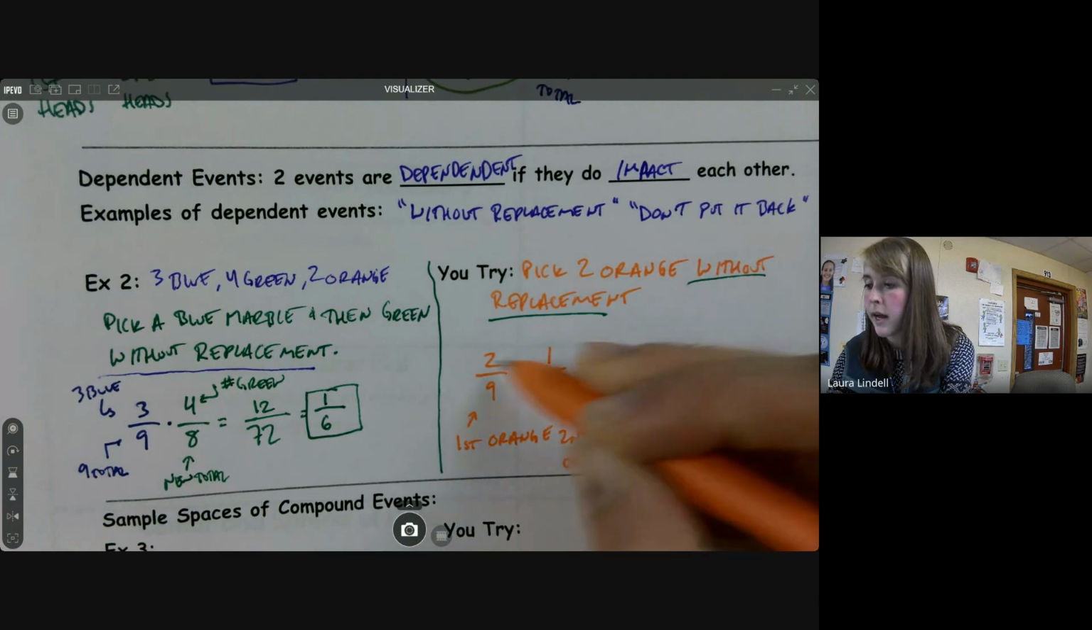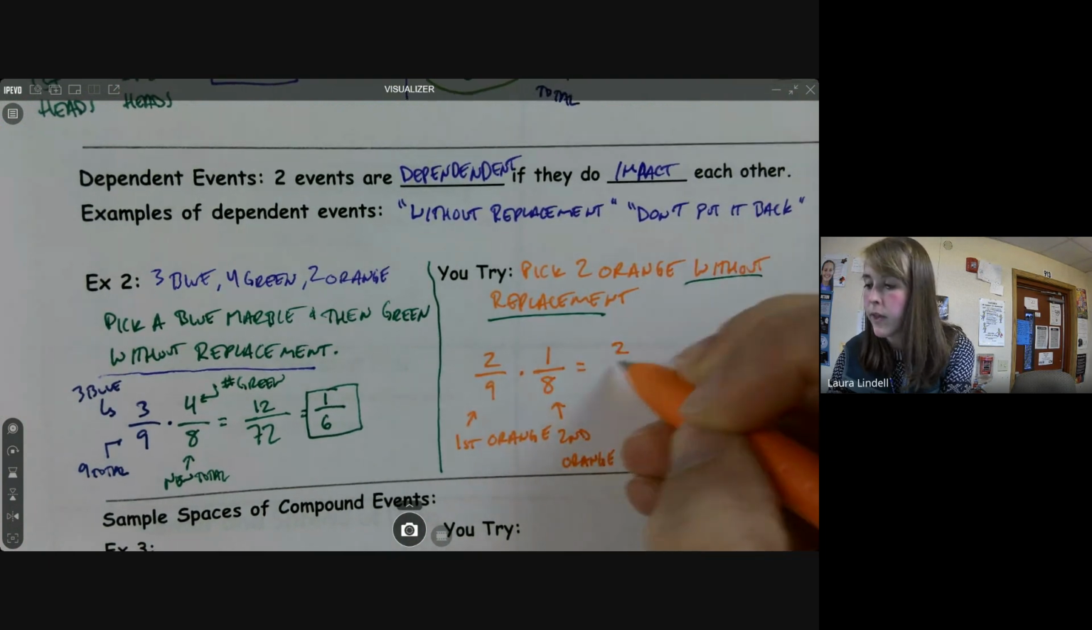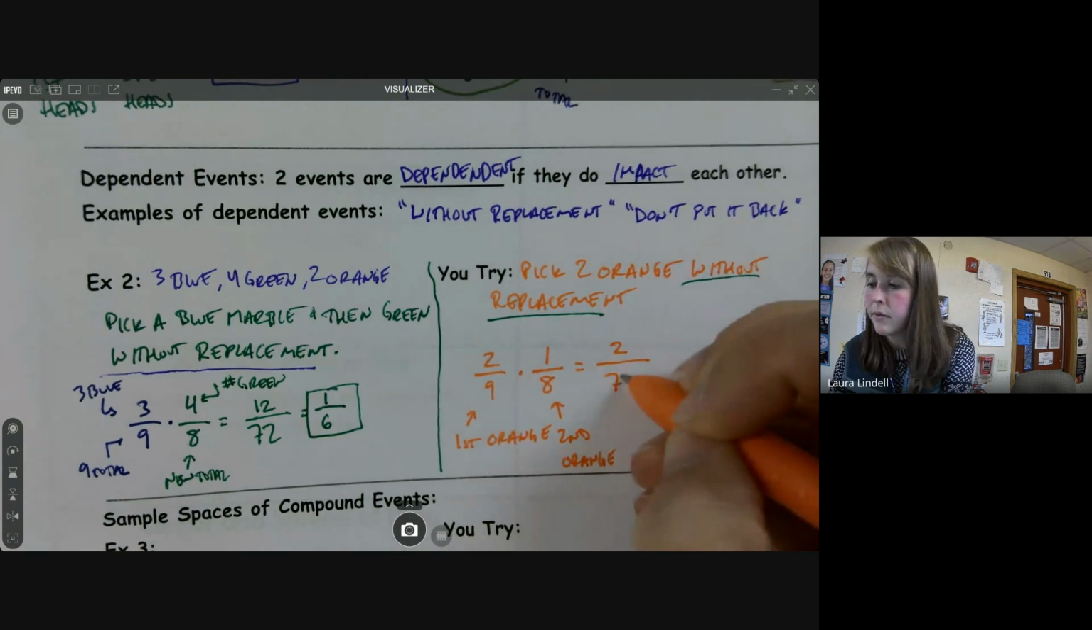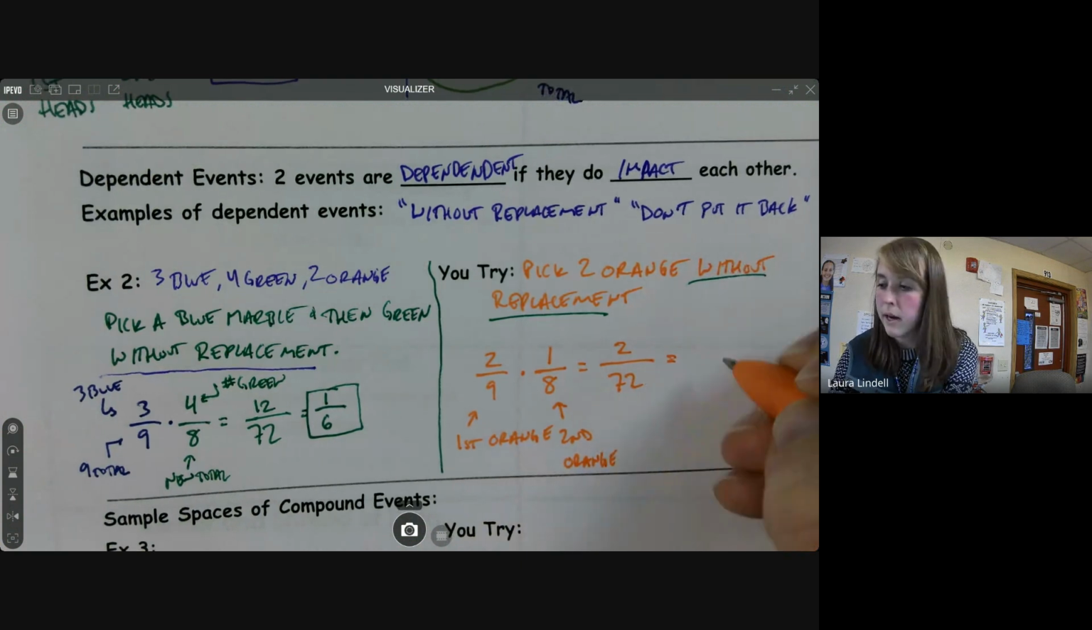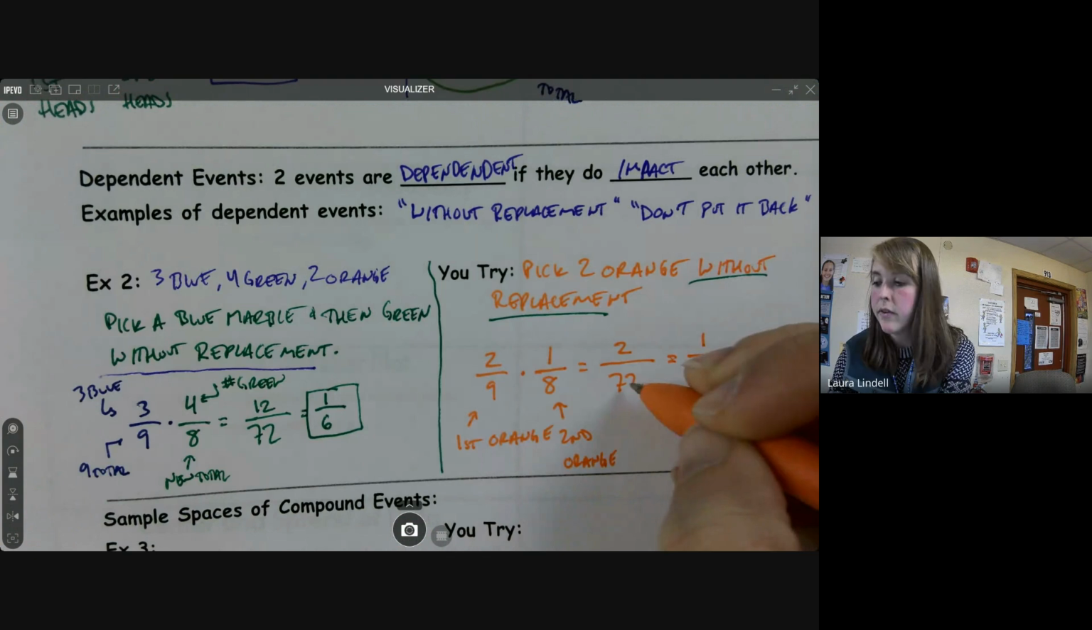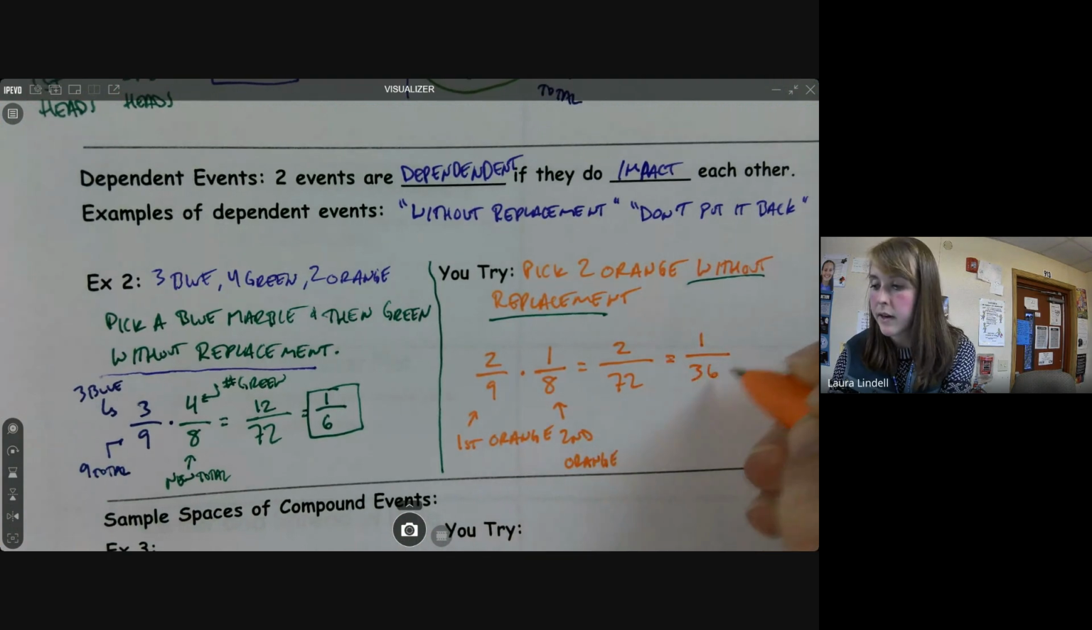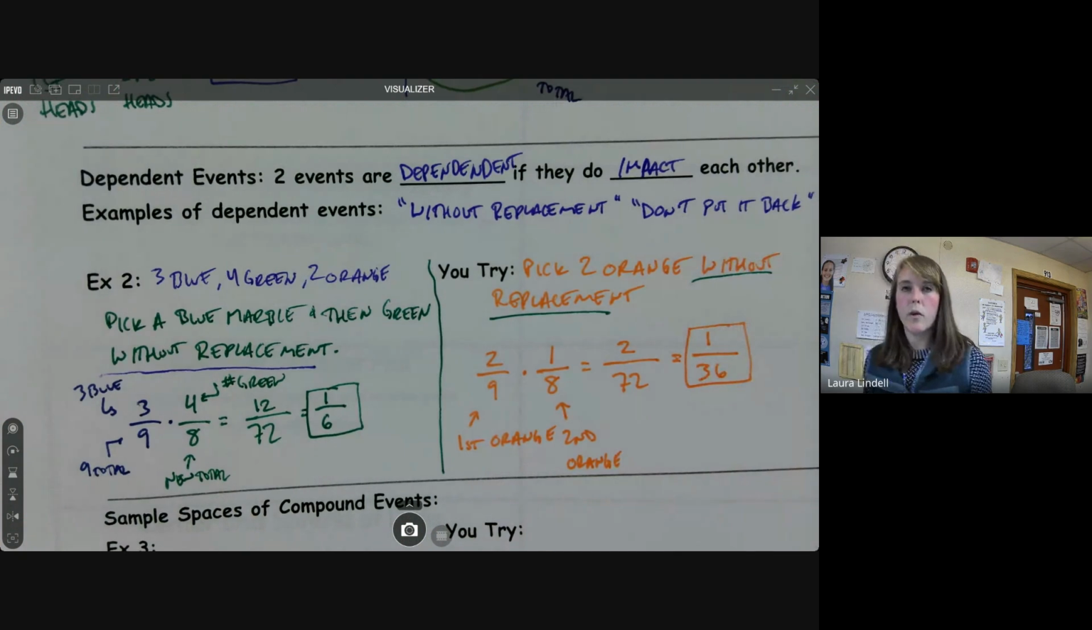Now we go to multiply. 2 times 1 is 2. 9 times 8 is 72. Both of these are divisible by 2. 2 divided by 2 is 1. 72 divided by 2 is 36. So our probability is 1 over 36.